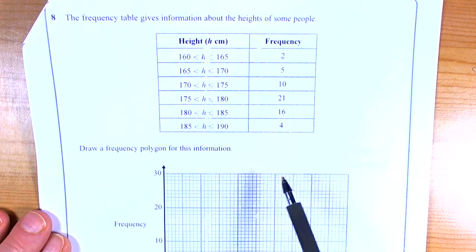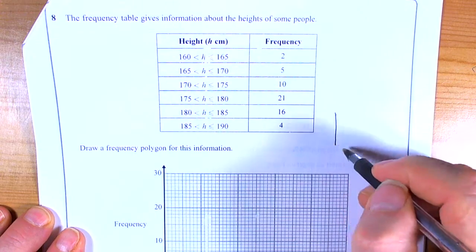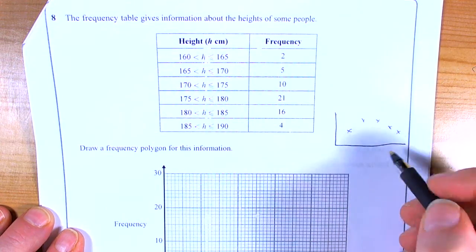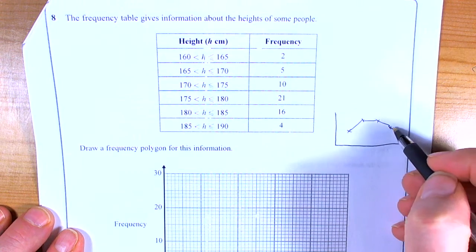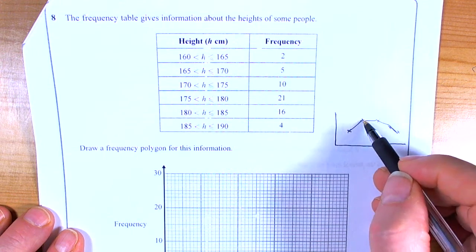Okay, so this question is asking you to draw a frequency polygon. What we've got to remember about frequency polygons is that they are a series of crosses to represent the data that are joined by straight lines. Polygon meaning many straight-sided shape. So we just got to remember how to plot the crosses.